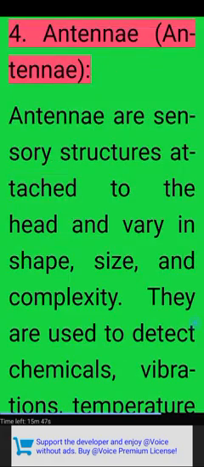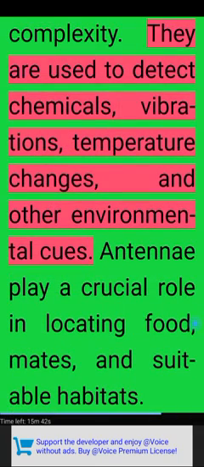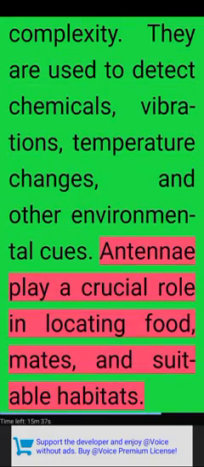4. Antennae. Antennae are sensory structures attached to the head and vary in shape, size, and complexity. They are used to detect chemicals, vibrations, temperature changes, and other environmental cues. Antennae play a crucial role in locating food, mates, and suitable habitats.